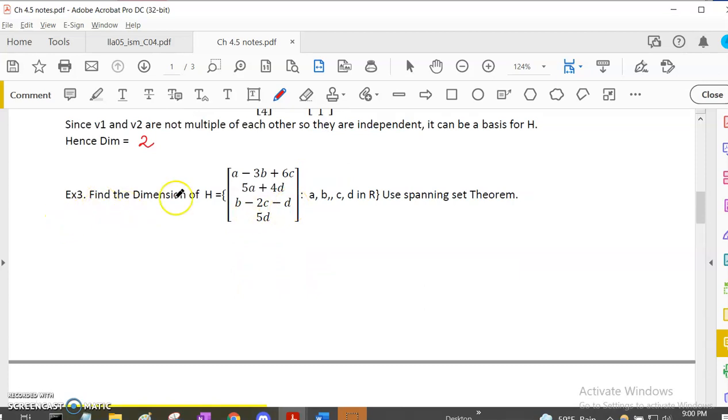Example 3, I describe a subspace of R4. So every vector has 4 entries. But it's not just A, B, C, D, they have a relationship with each other. So what is the dimension? Is it R4? Would this span R4? To do that, we would write it in terms of x1, x2, x3, x4, or you can just say x, okay?